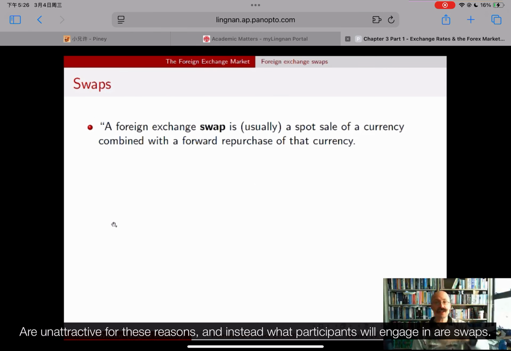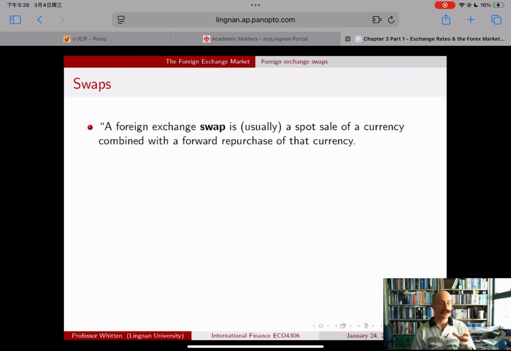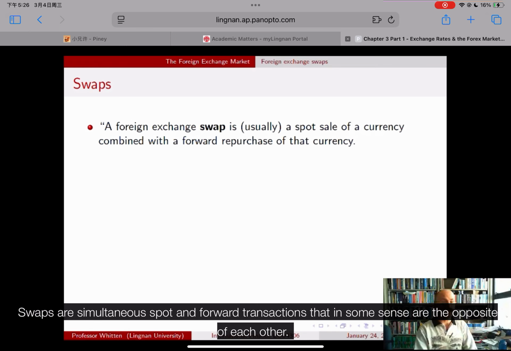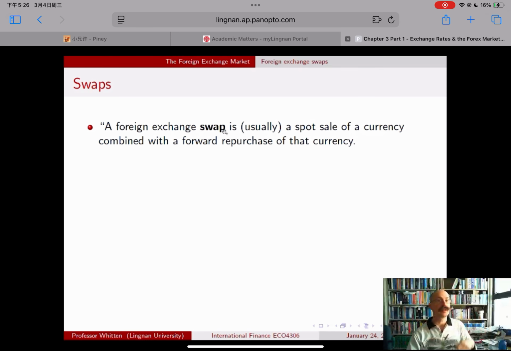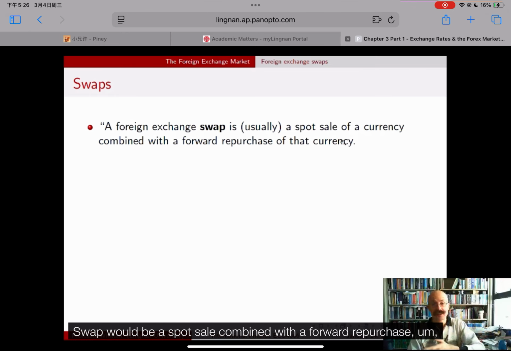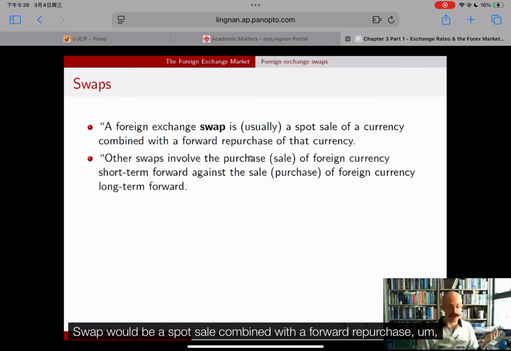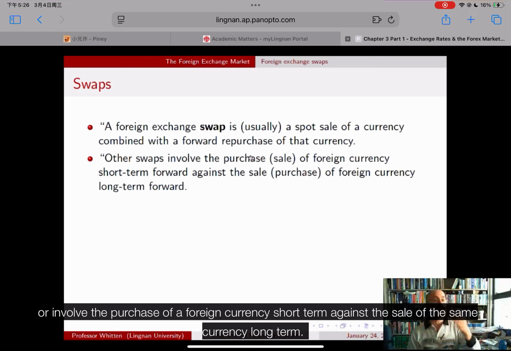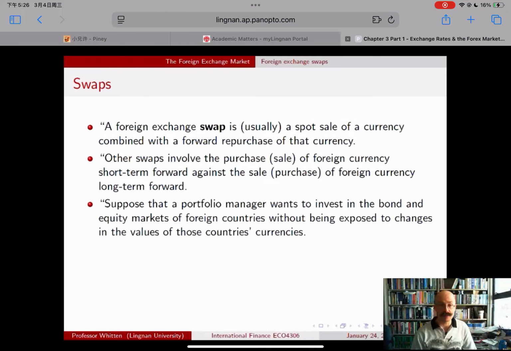And instead, what participants will engage in are swaps. Swaps are simultaneous spot and forward transactions that, in some sense, are the opposite of each other. A swap would be a spot sale combined with a forward repurchase, or involve the purchase of a foreign currency short-term against the sale of the same currency long-term.